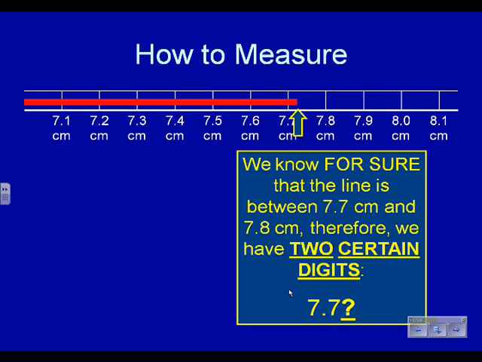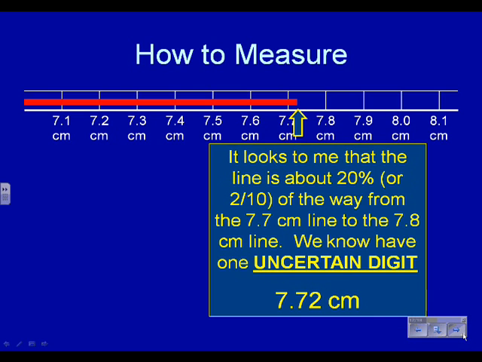I know that it's going to be 7.7 something. Now in my estimation, that looks like it's about 20% of the way between the 7.7 line and the 7.8 line. So I say that that measurement is 7.72. One place past what we know for sure, one digit past what the certain digits are from our ruler. Okay? Once again, you had 7.73, you had 7.71, we're good.